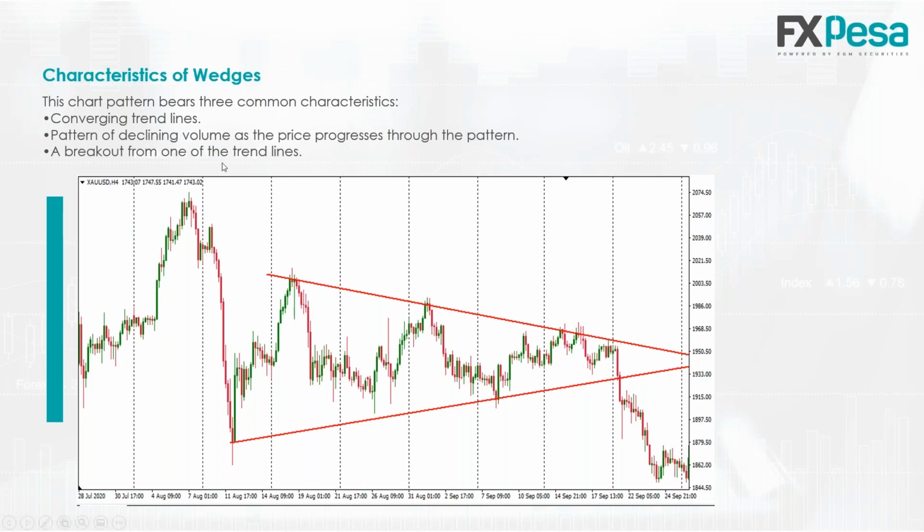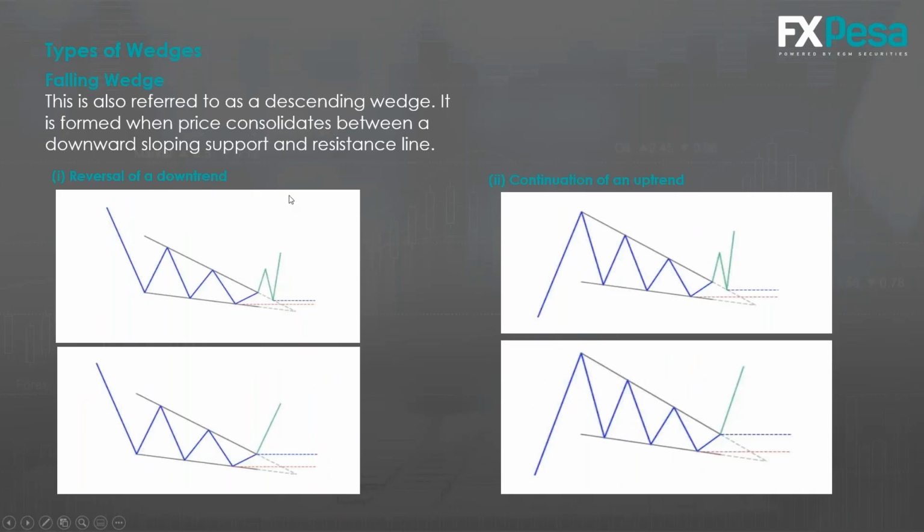Now there is a breakout of one of the trend lines. In this case, you can see the price broke downwards. It was a breakout downwards, and after that, it was a very nice short opportunity there. That is a wedge. That is an example in the market.